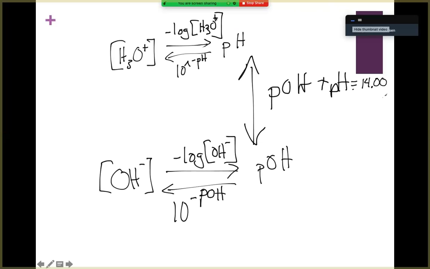And this is on the logarithmic side. If you're not in logarithm, it's your kW, 1.00 times 10 to the negative 14th. It's the same value. It's just whether you are expressing it in a logarithmic scale, pH, pOH, or working directly in your concentrations. It's still your hydroxide concentration times your hydronium or your H plus concentration.